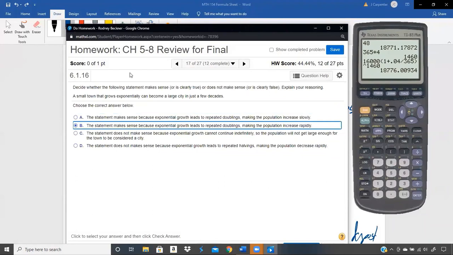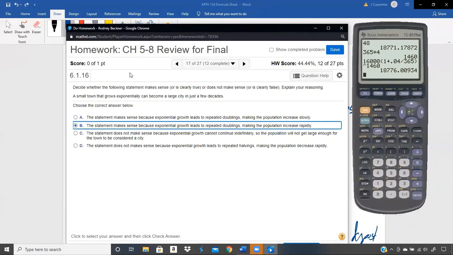So it's just the contradiction of the first one. Instead of making it increase slowly, increase rapidly. Well, repeated doublings can make the population grow rapidly. Okay, so B might be it. Let's go through the others though. C: The statement does not make sense because exponential growth cannot continue indefinitely, so the population will not get large enough for the town to be considered a city.